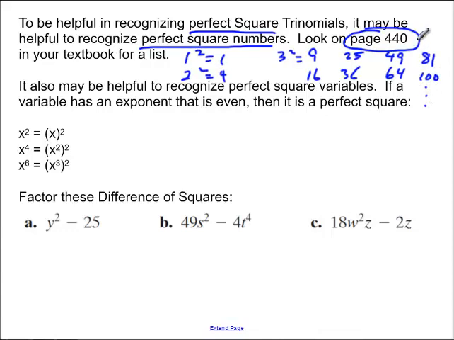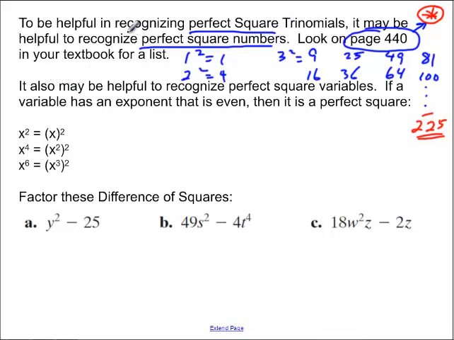And I'd recommend looking at page 440. It's definitely a nice to know, and it might even be more than a nice to know. It might even be a need to know, especially for this section. So I would definitely take a look at page 440 and really be comfortable recognizing these perfect squares: 1 and 4 and 9 and 16 and 25 and 36, etc. Probably all the way up to 15 times 15, which is 225, something like that. So keep going on. Recognize these perfect square numbers because we're going to need them, especially for recognizing difference of squares and perfect square trinomials.